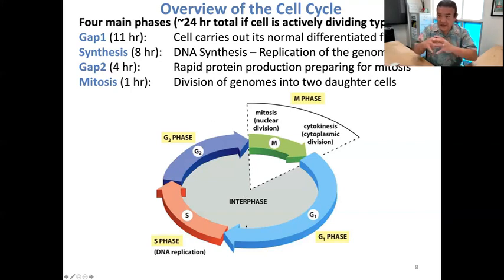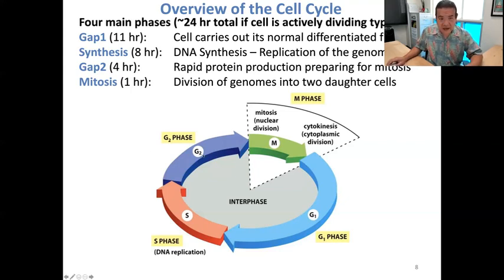If the cell is stimulated to begin dividing, right, the first thing it's going to need to do is copy all of its genetic information. So that happens during S phase, or synthesis of a brand new set of chromosomes, right? So it's DNA synthesis. That takes about 8 hours. Right? So your cells take about 8 hours to fully copy your genome through the DNA replication processes that we've learned about.